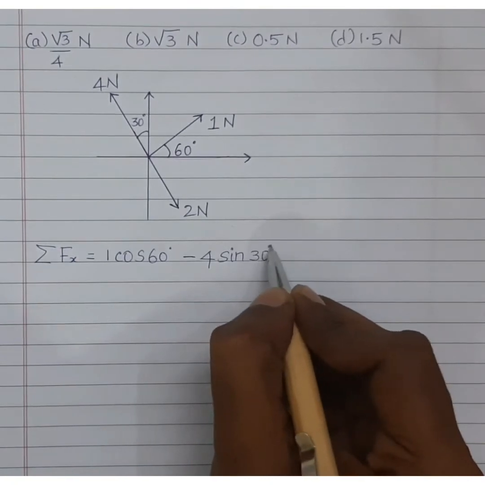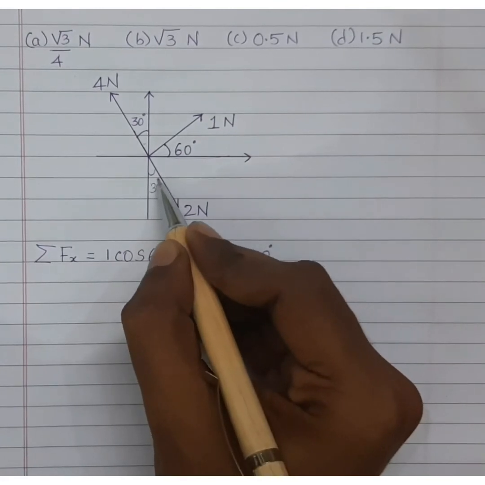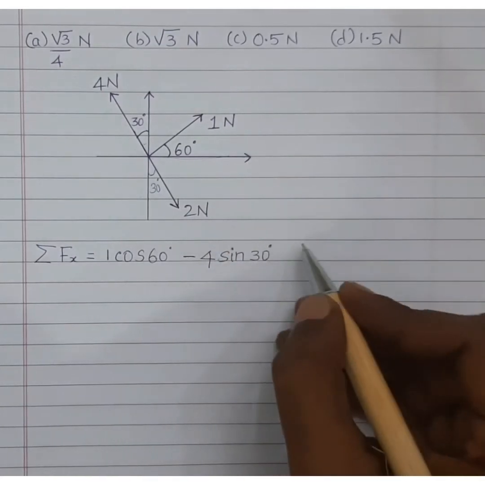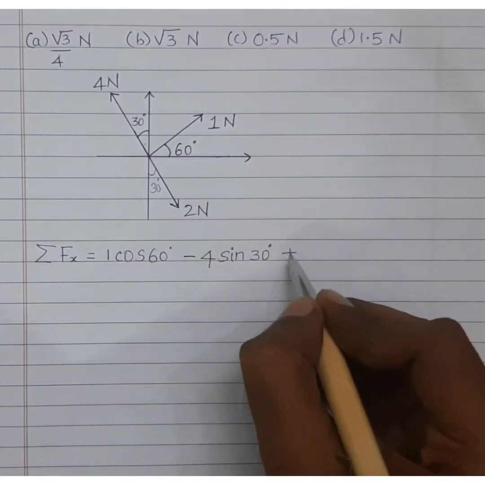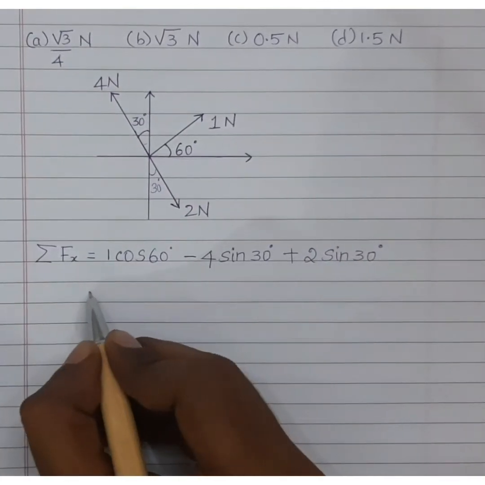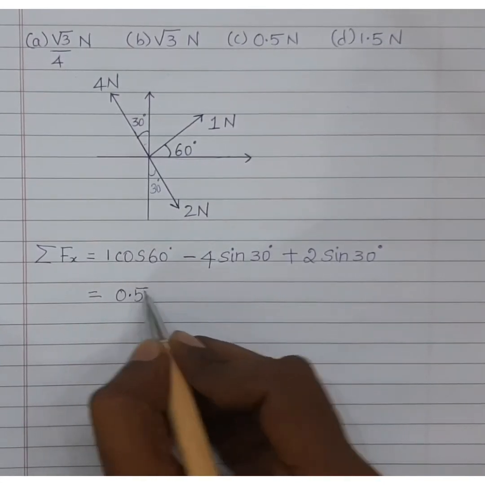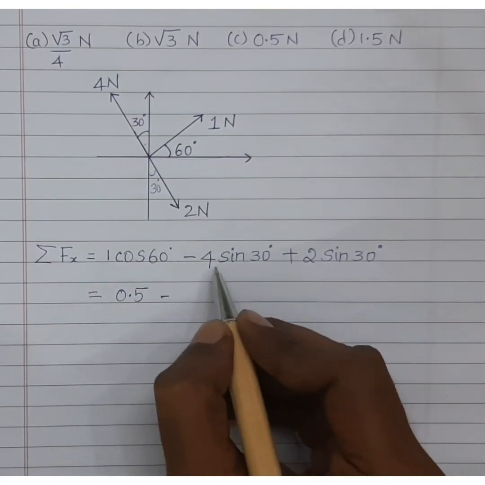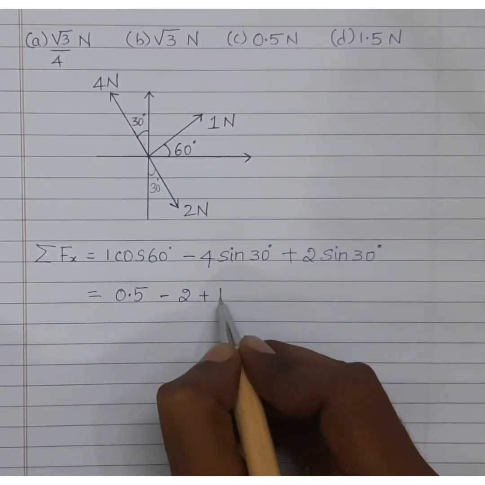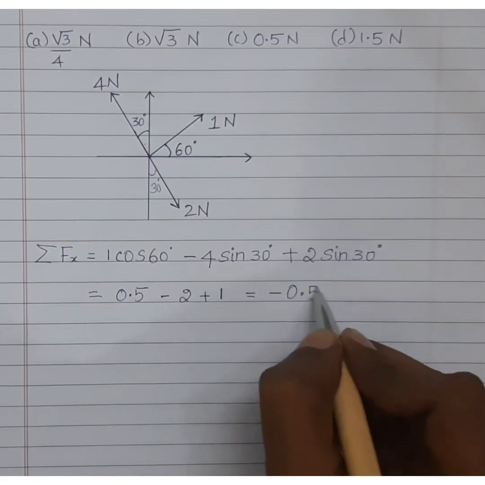If this angle is 30, then this angle should also be equal to 30 because vertically opposite angles are equal. So for this 2 Newton force, the horizontal component will be 2 sin 30 and the direction is towards right, so positive. Now 1 cos 60, cos 60 value is 1 by 2, so 1 into 1 by 2 is 0.5, minus 4 sin 30, sin 30 is 1 by 2, so 4 into 1 by 2 is 2, plus 2 into 1 by 2 is 1. So it's 1.5 minus 2, that is nothing but minus 0.5 Newton.